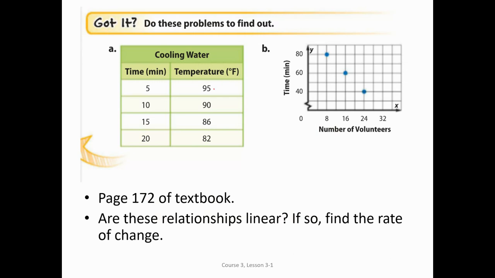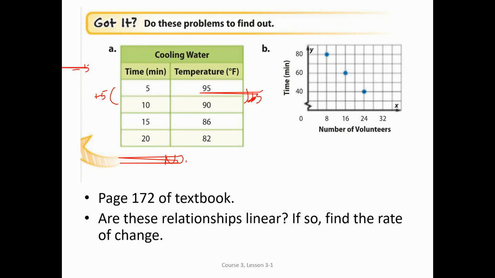So your turn. Try problem A. Is it linear? You should have said no, and here's why. When we go from 95 to 90, it's adding 5. And when we go from 5 to 10, it's adding 5. Oh, sorry, 95 to 90 is subtracting 5. I should be clear about that.